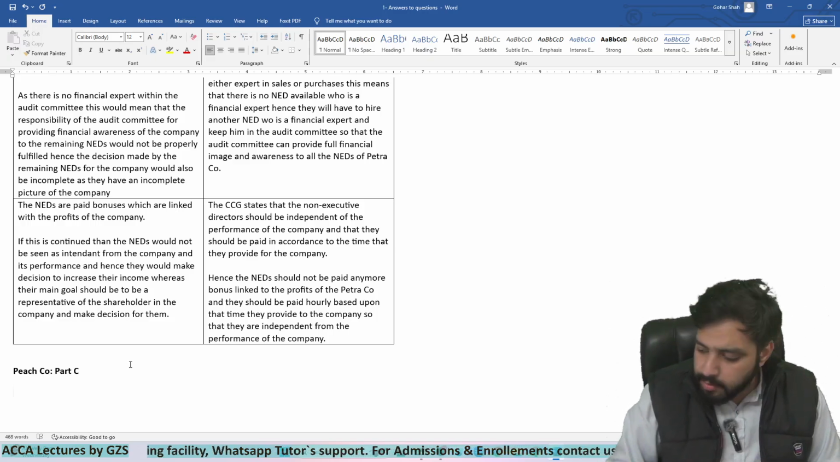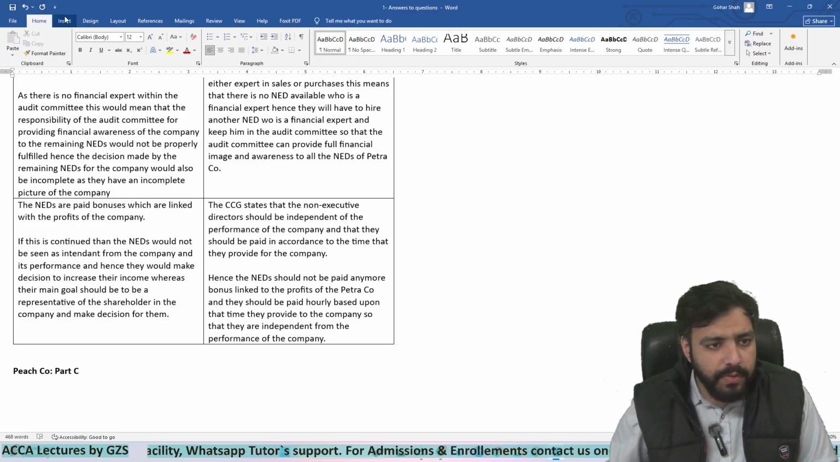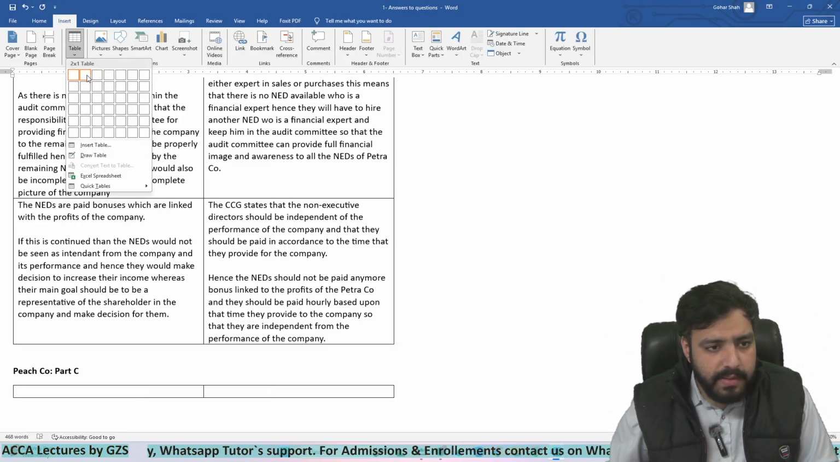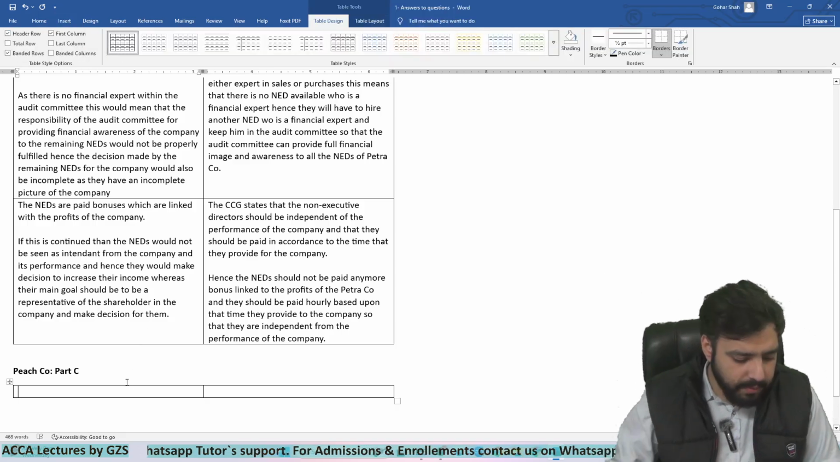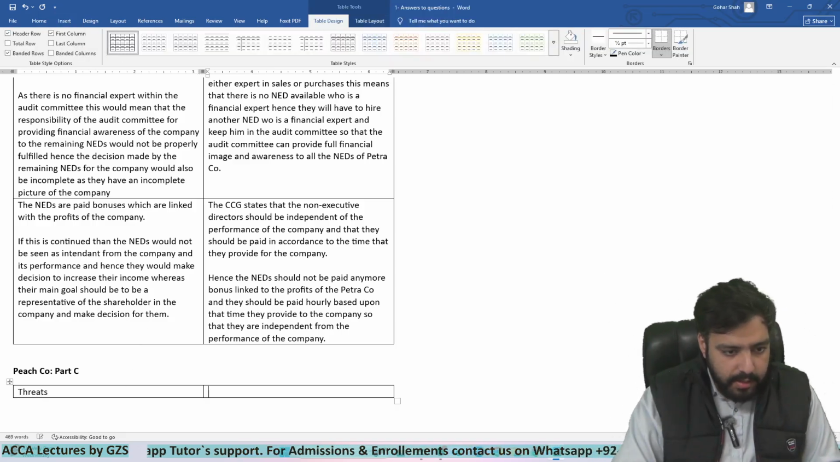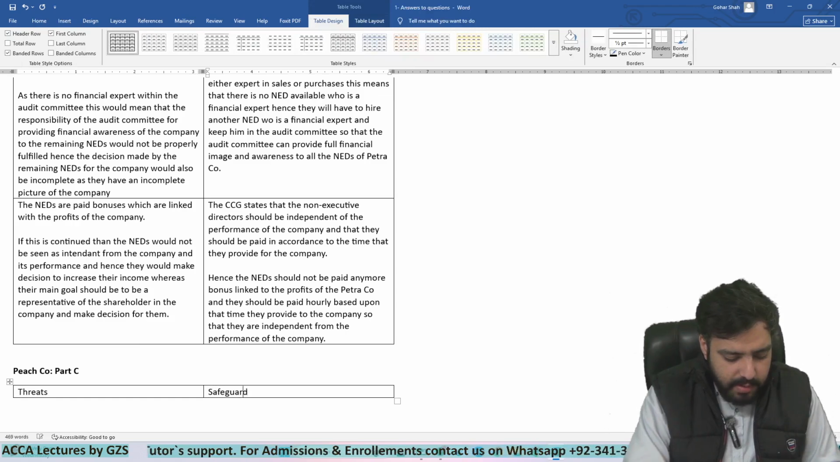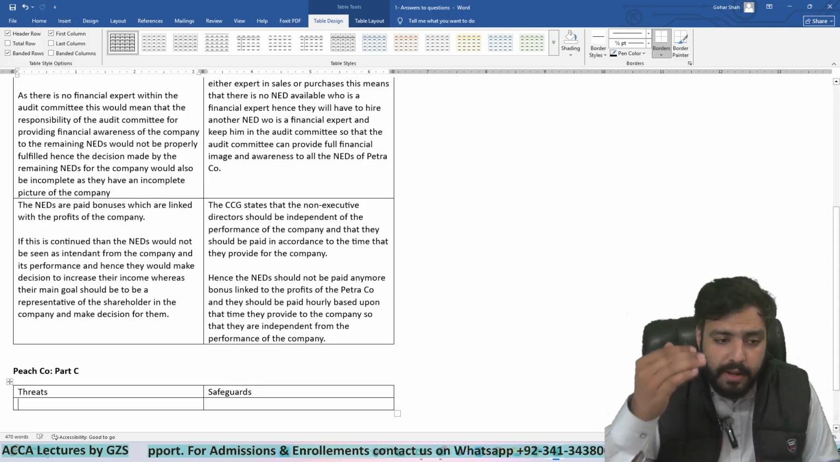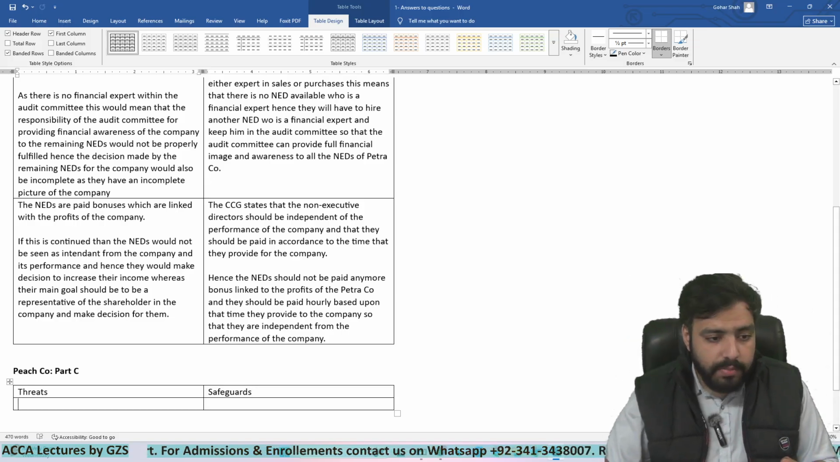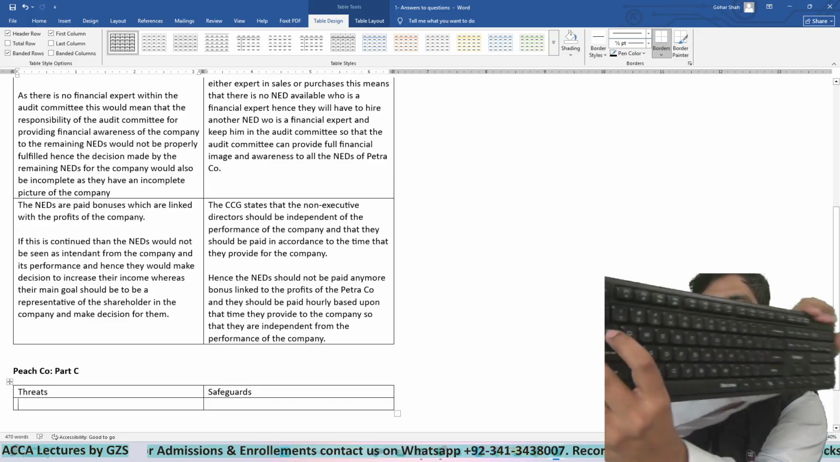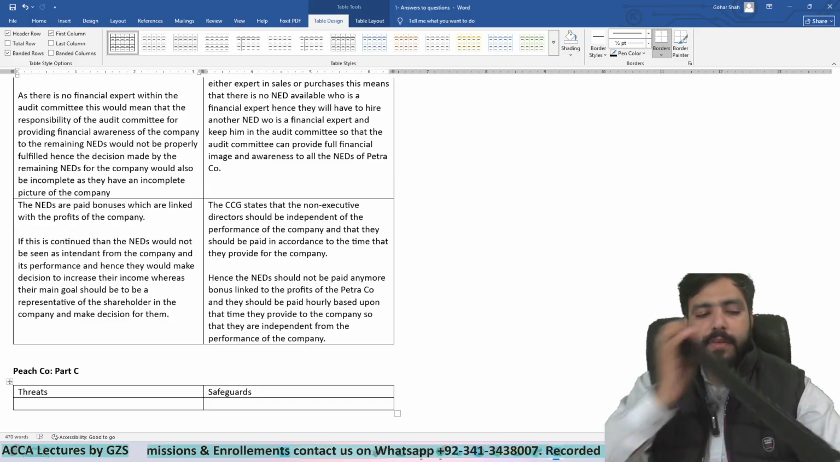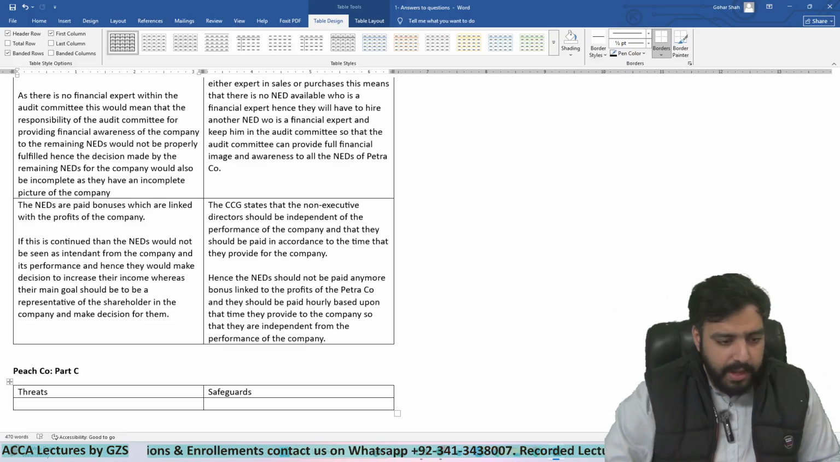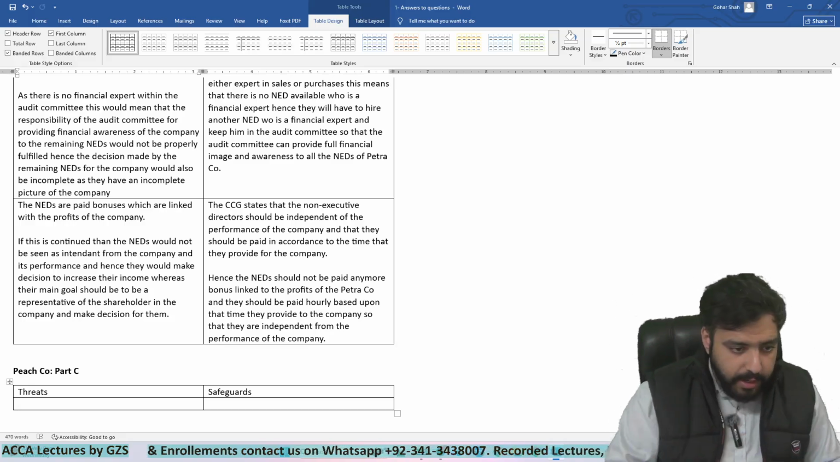Now, when I come towards my answer, I will always first of all insert a table from the insert tab like this. First of all, I'll give the heading threats. Then the heading would be safeguards. And I'll press tab and it will automatically create a new tab for me, basically this button right here. You can see this button, the tab button. So I'll press this button and it will automatically create a new tab for me.